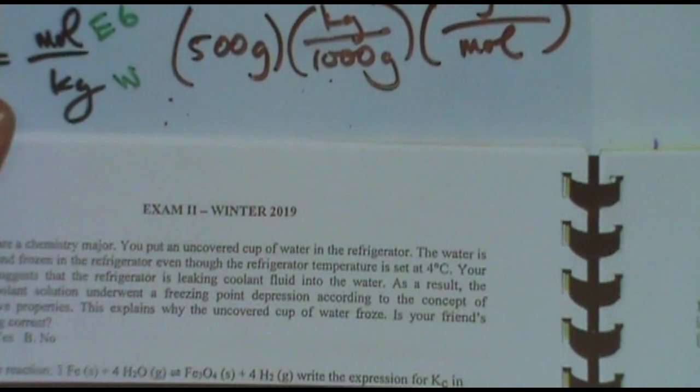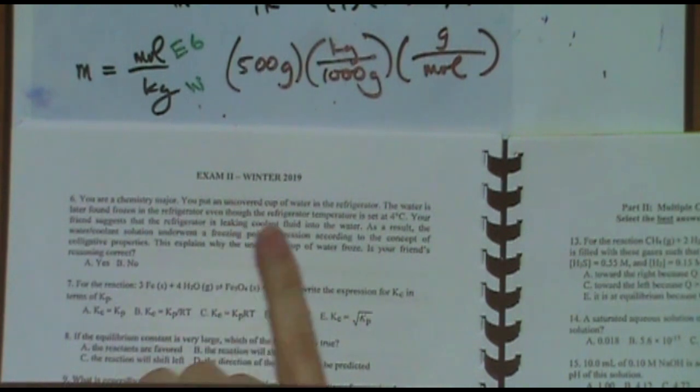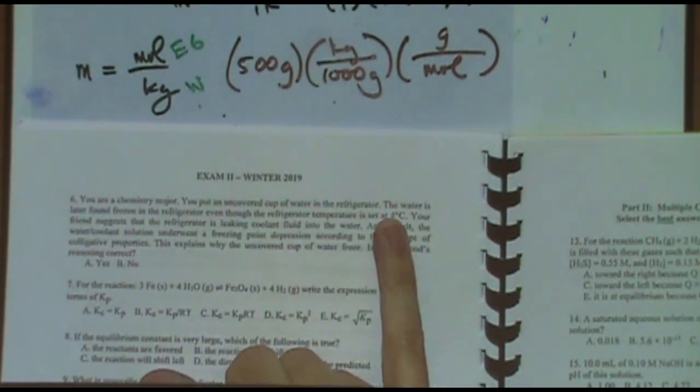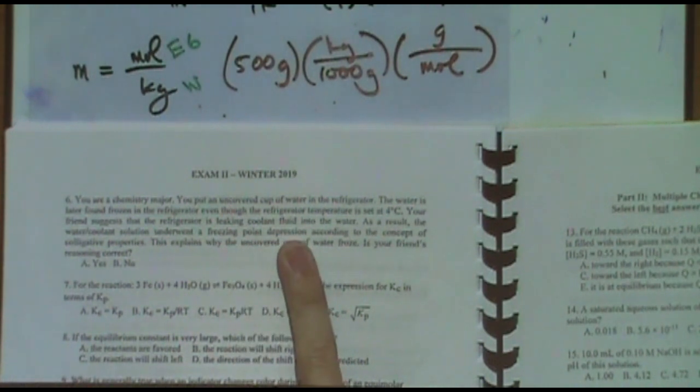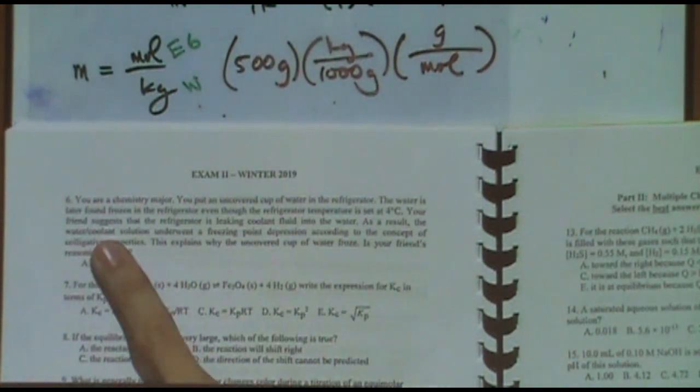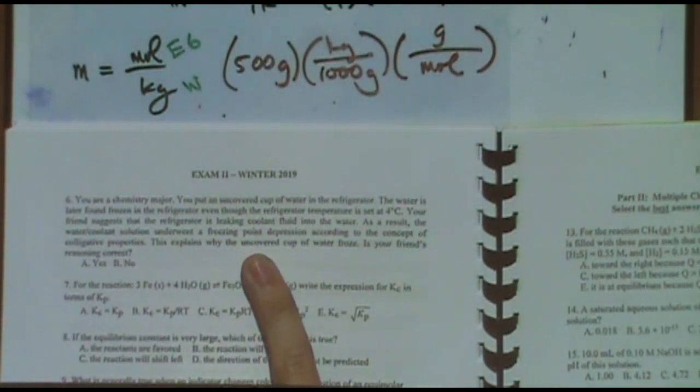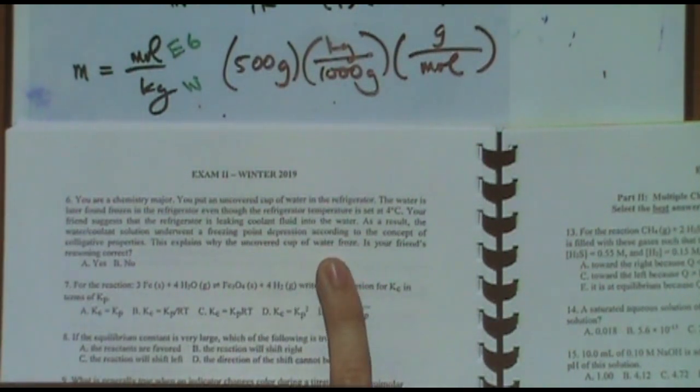This happened to me when I was a student. Oh, yeah. Okay, you are a chemistry major, of course. You put an uncovered cup of water in the refrigerator. The water is found frozen, even though the refrigerator temperature is 4 degrees. Kind of weird. You don't expect water to freeze. Your friend, some loser, suggests that the refrigerator is leaking coolant fluid into the water. As a result, the water-coolant solution underwent a freezing point depression. According to the concept of colligative properties, this explains why the uncovered cup of water froze.